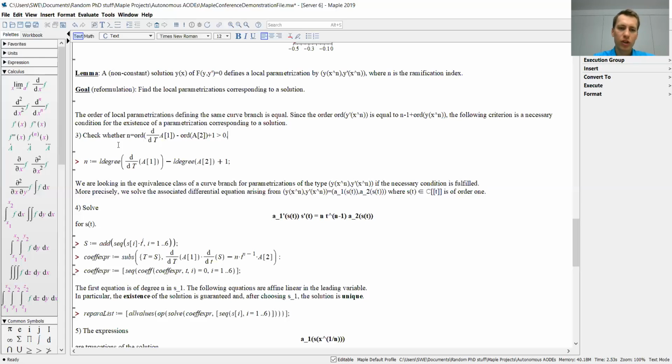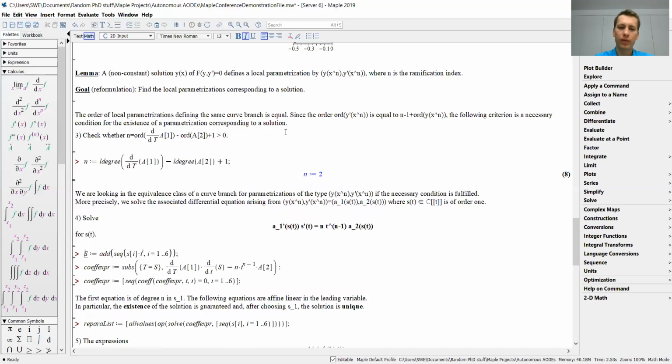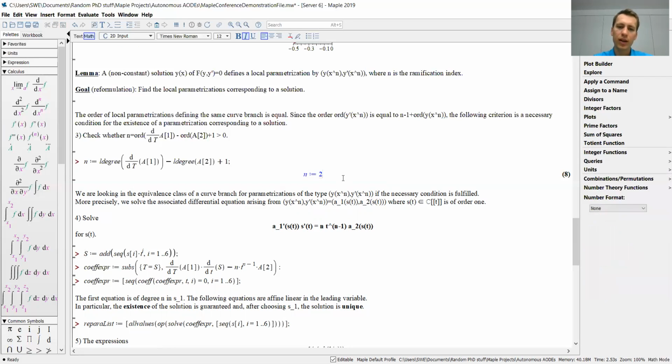So first, we check whether this necessary condition is fulfilled. In our case, for the curve above, the necessary condition is fulfilled, since the order of the derivative minus the order of the first component minus the order of the second component plus 1 is greater than 0. In fact, this already determines the ramification index of the solution. In our case, this is equal to 2.